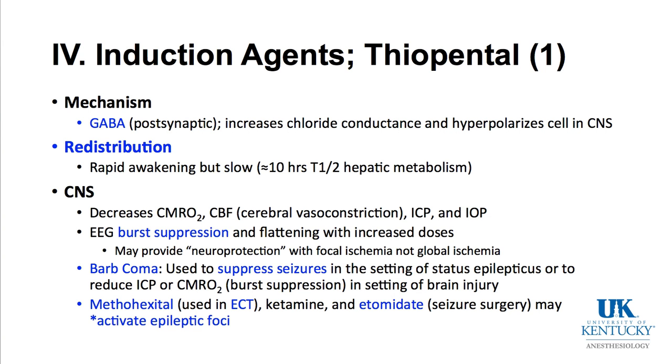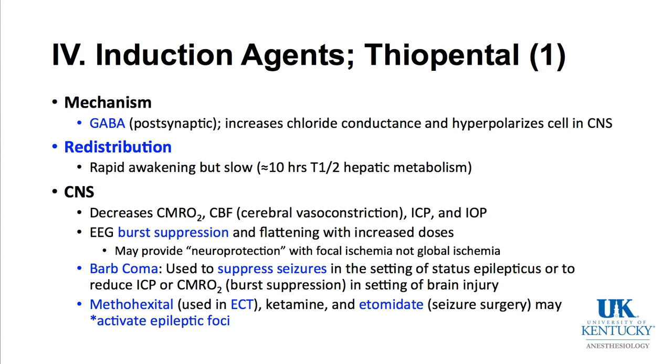Barbiturates decrease cerebral metabolism. You can actually get burst suppression of the electroencephalogram just like you can with Propofol and high-dose inhaled agents. Hypothermia, hypoxia, all those things can cause burst suppression of the EEG and flattening of the EEG. You cannot get flattening of the EEG with high-dose opioids or benzodiazepines.